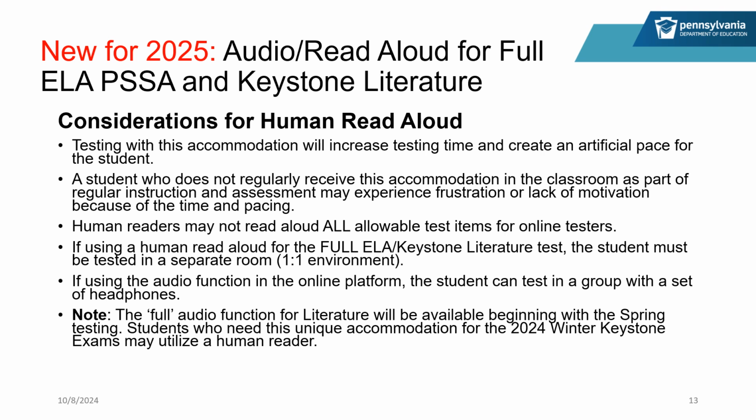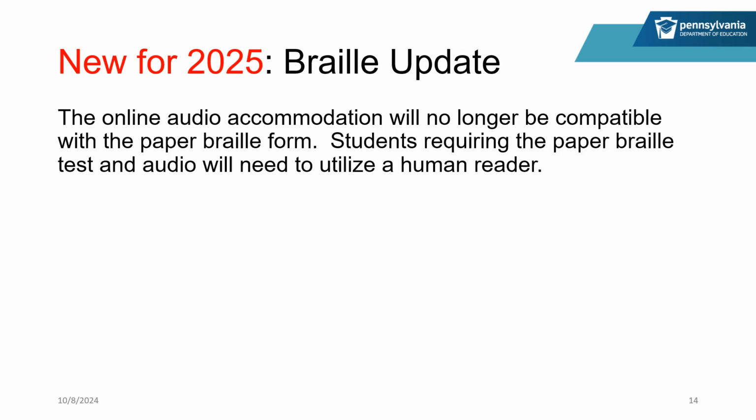Please note, audio of the full ELA and literature assessment will be available beginning in spring 2025. Students who need this accommodation for the winter 2024-2025 Keystones may use a human reader. Because the online and paper versions of each test form will no longer be identical, the online audio will no longer match the printed Braille form. Students requiring the paper Braille test and audio will need to utilize a human reader.